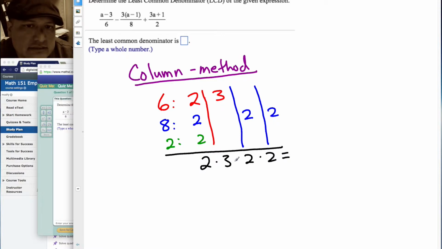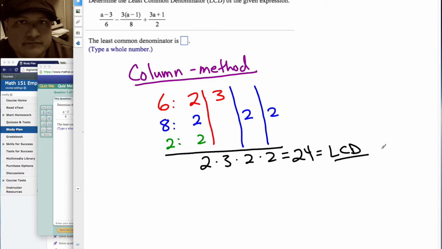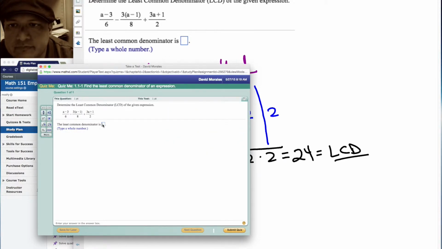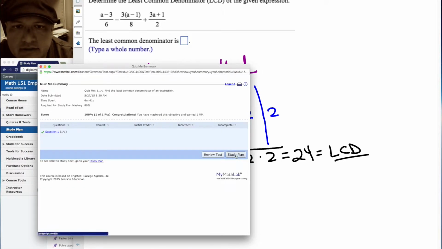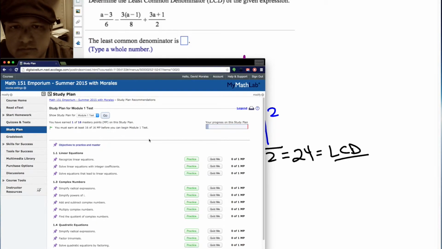We bring everything down, and this is 6, 12, 24. So this right here is our LCD. So the least common denominator here will be 24. And all right, have 100%.